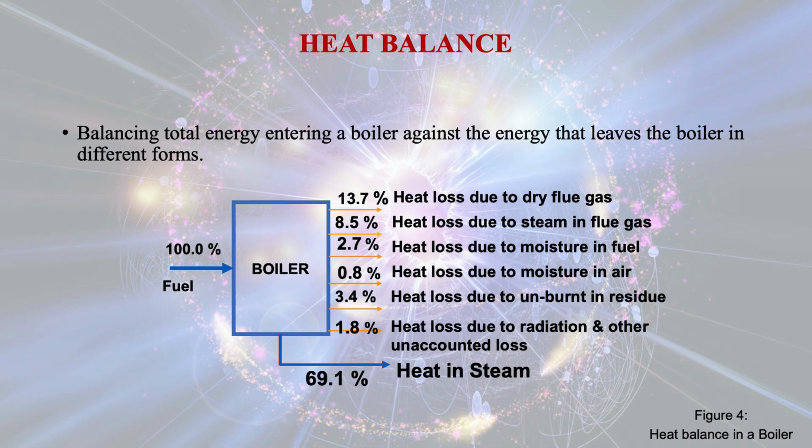Now this diagram depicts the different losses in the boiler. Suppose the heat input in the boiler is taken as 100%, and we are getting high pressure, high temperature steam, but the output which we are getting from the boiler is around 69.1% because there are losses inside the boiler operations.